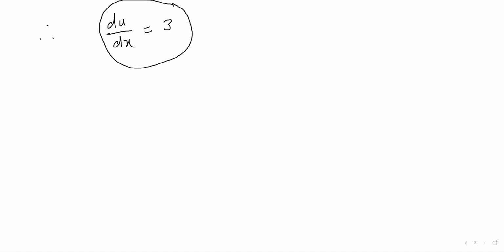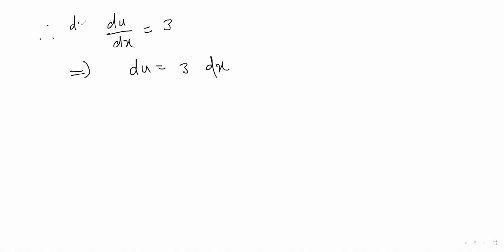So how do we do that? We say this implies du is equal to 3 dx. What did we do? We basically multiplied throughout by dx. We multiply by dx on this side, and we multiply by dx on this side. So these two dx's cancel out, and we end up with du is equal to 3 dx. So that's what we do first.